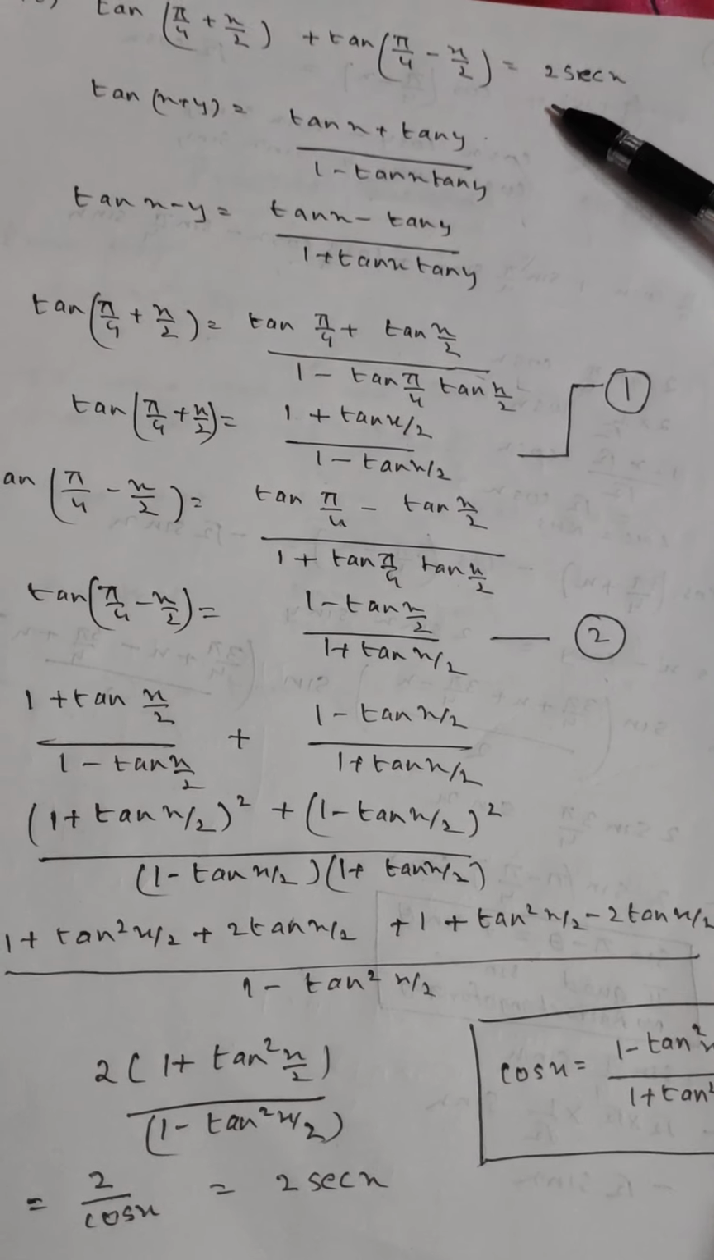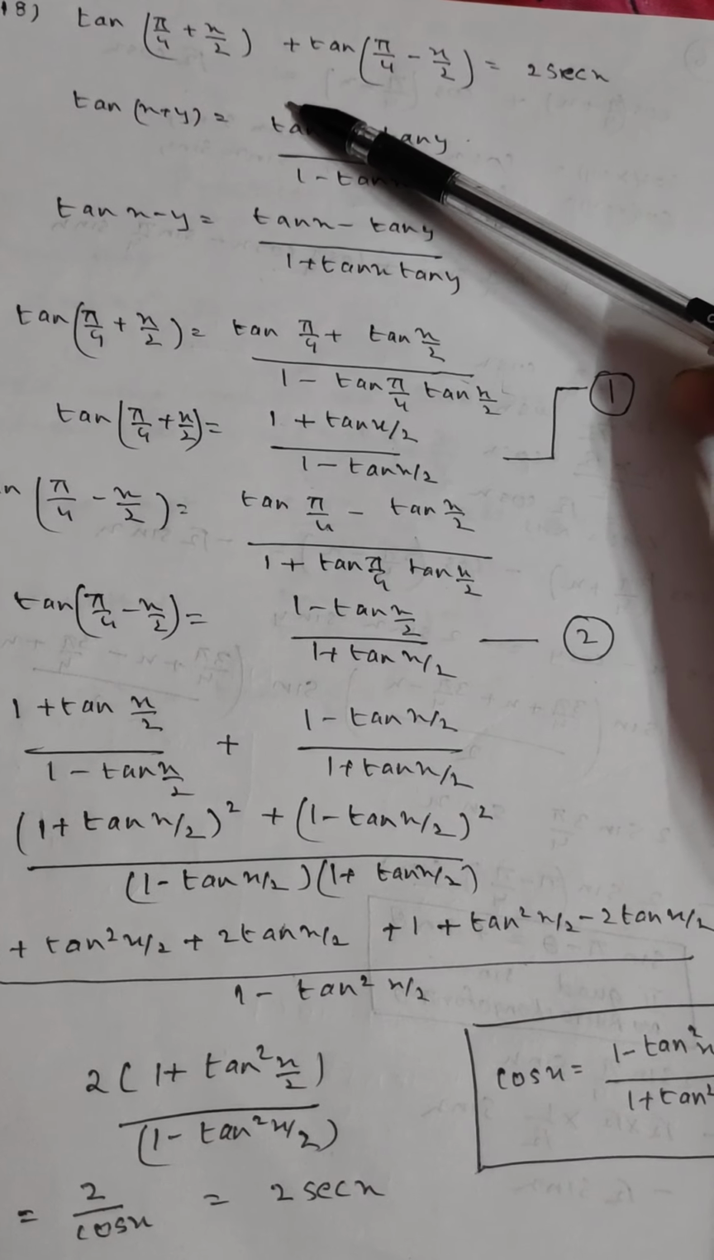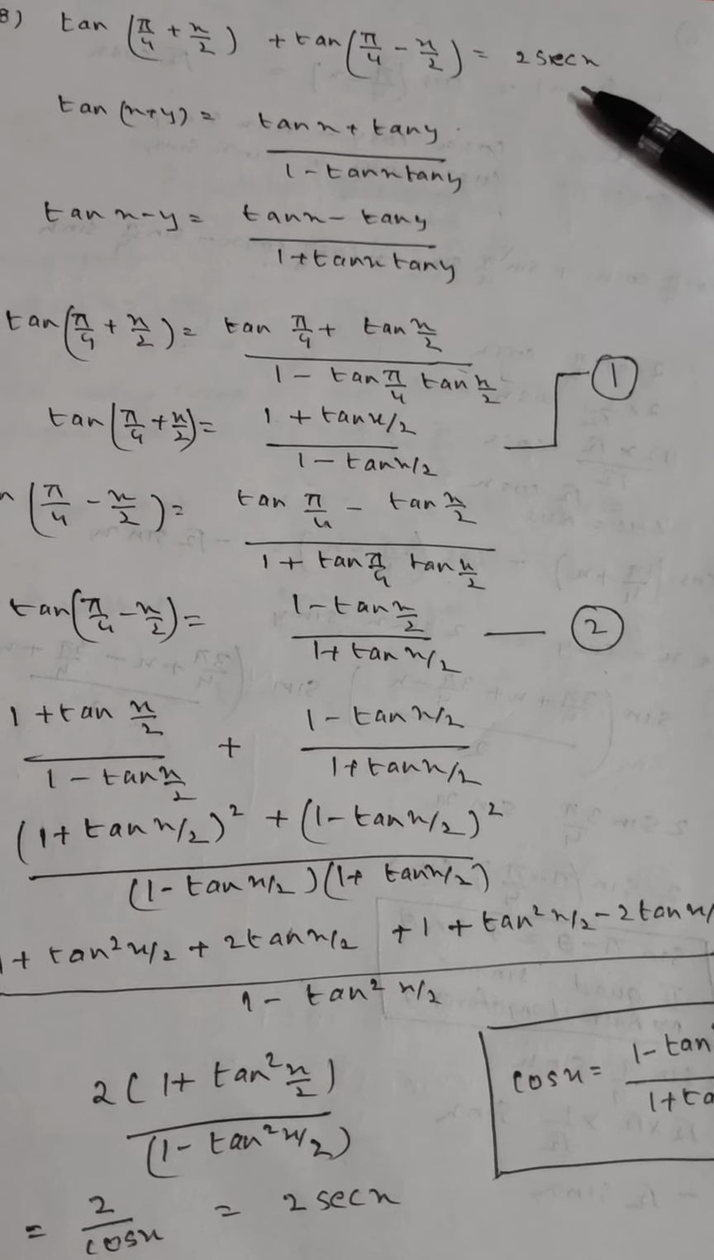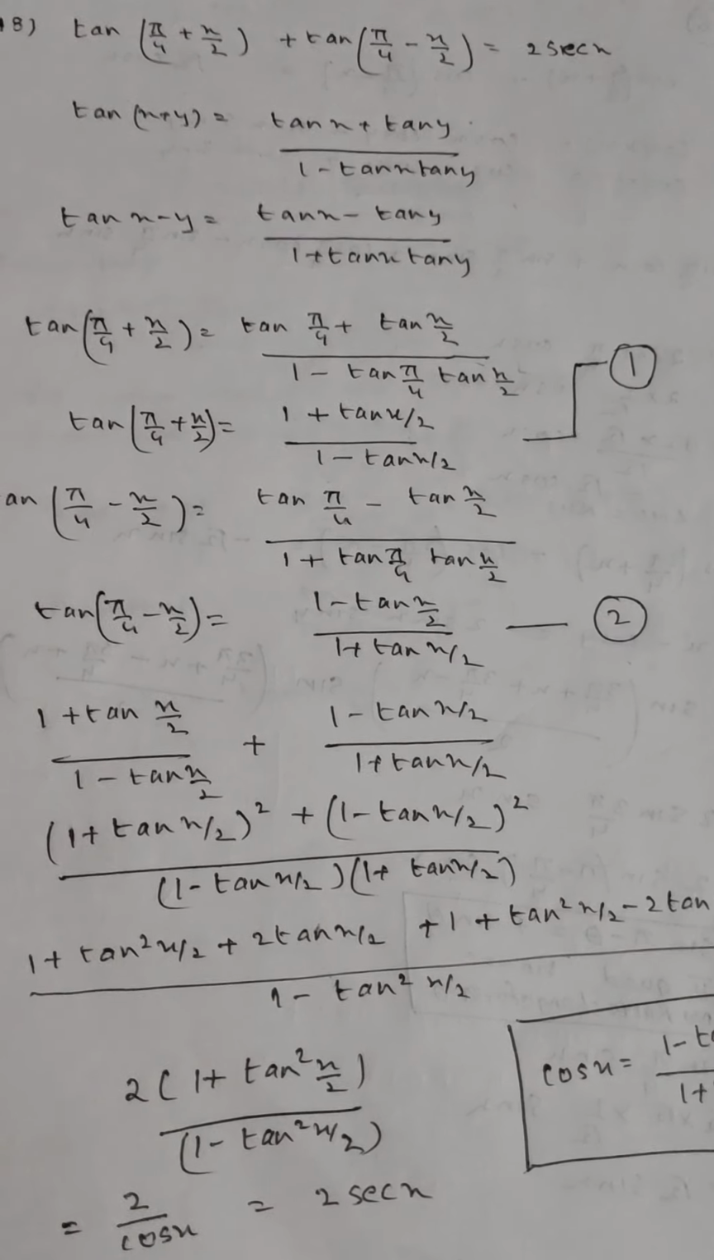So our solution: tan (pi by 4 plus x by 2) plus tan (pi by 4 minus x by 2) is equal to 2 sec x. In this way we can solve this question.